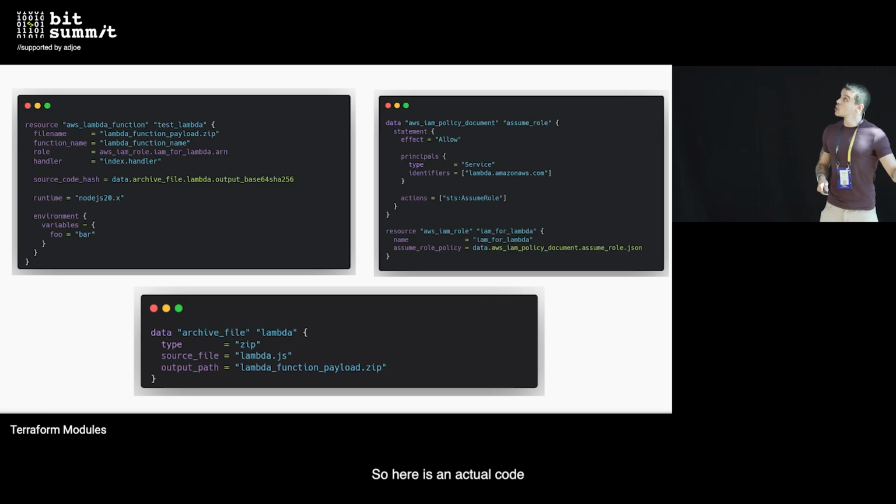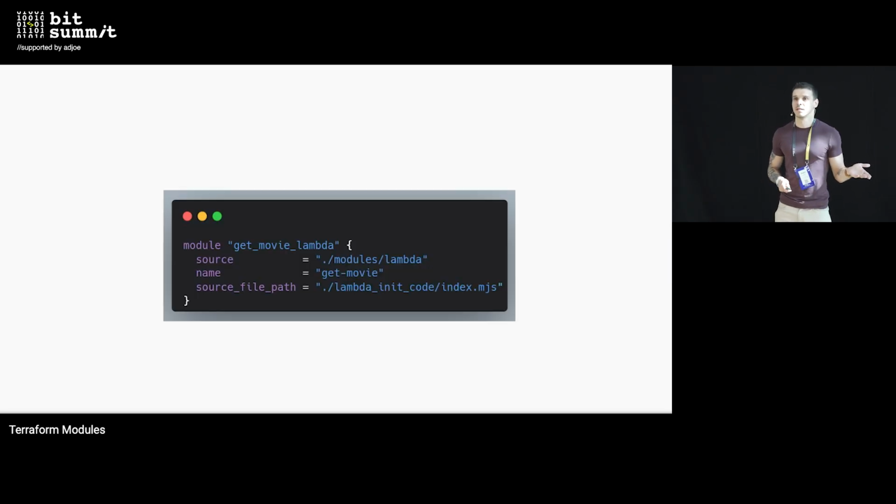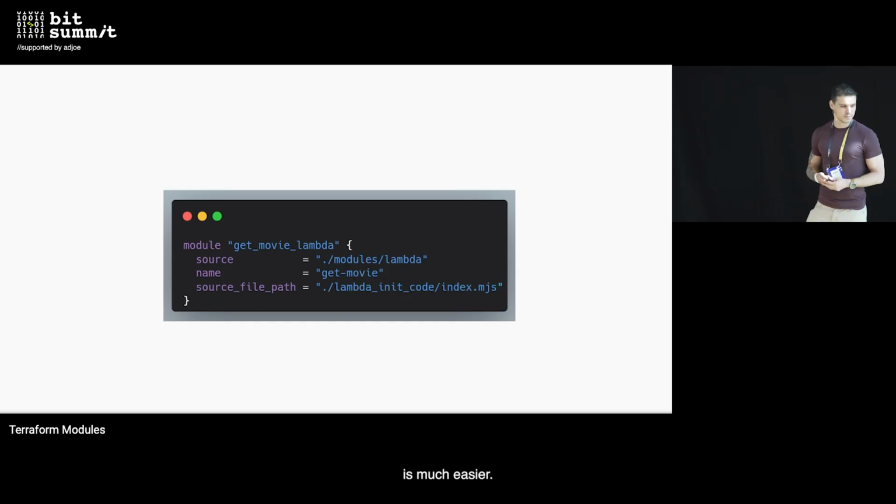So here is an actual code for a Lambda function. You see I have resource, data, and data. And if I want to create a module with this, I just transform this into this. So instead of repeating this code here everywhere, I just need to do this. It's much easier.